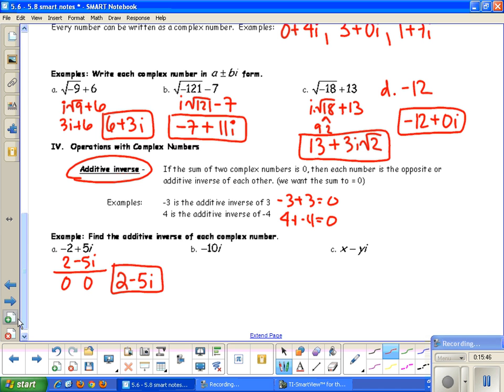So this right here is not written as a complex number for b, so the complex number form would be 0 minus 10i. So then for this, my number would be 0 plus 10i. So that would be the additive inverse, positive 10i. So for this last one, you would get negative x plus yi.